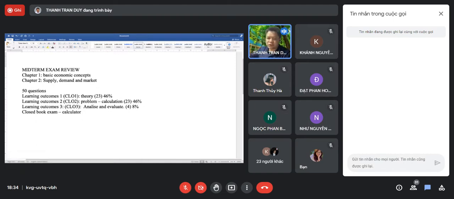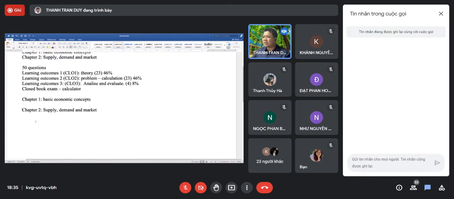Any questions about the structure of the exam? Okay, you have no questions, right? Now I go into detail. So we have 2 topics, right? Now chapter 1. What will be in chapter 1?